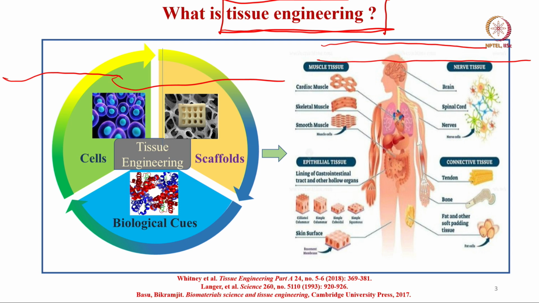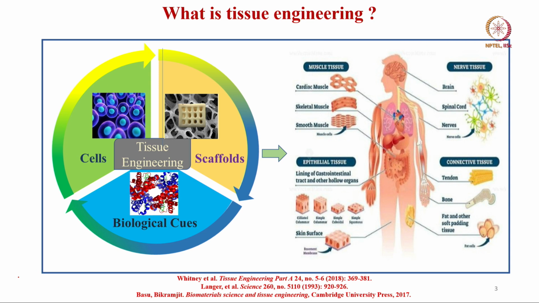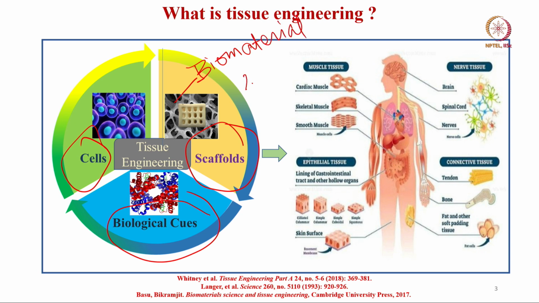So, what are the three major components of tissue engineering? Major components in tissue engineering: one is scaffolding materials, scaffolds, one is cells, and one is biological cues like growth factors, proteins and so on. So, if you make the scaffold by 3D extrusion printing using biomaterial ink, then we call this 3D printing. But when you add cells to it, then we call it 3D bioprinting.